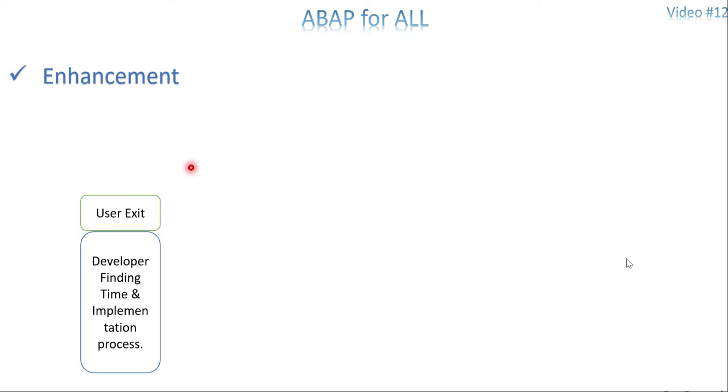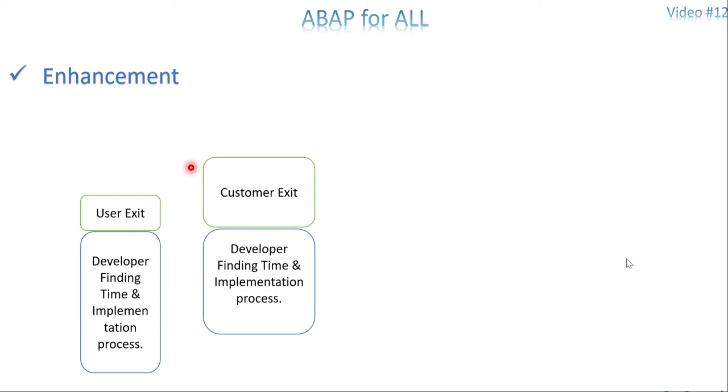Okay, and then they introduced customer exit. So they added some more things like screen exit, menu exit, field exit, and everything. And for a developer, the time consuming part of finding the exact thing is a little less, as well as the implementation process. Once you know the enhancement project and the components, then it's very simple to activate, I mean to implement it from our development perspective.